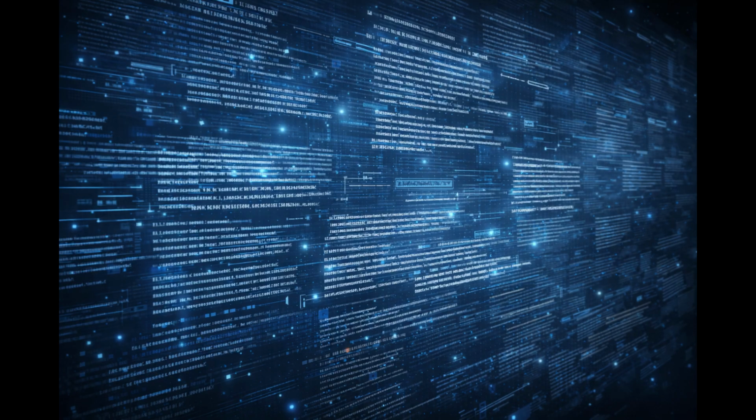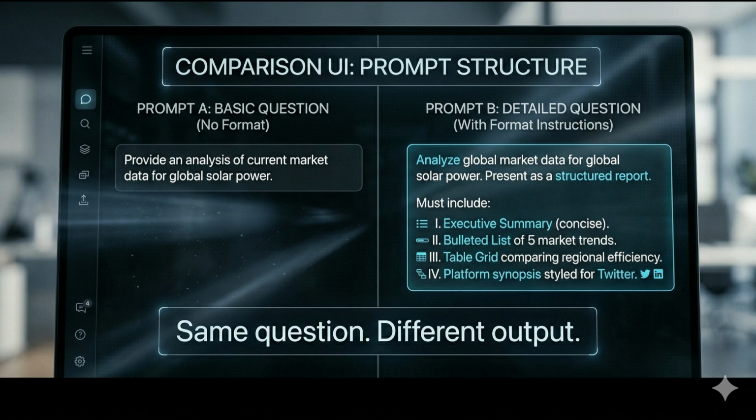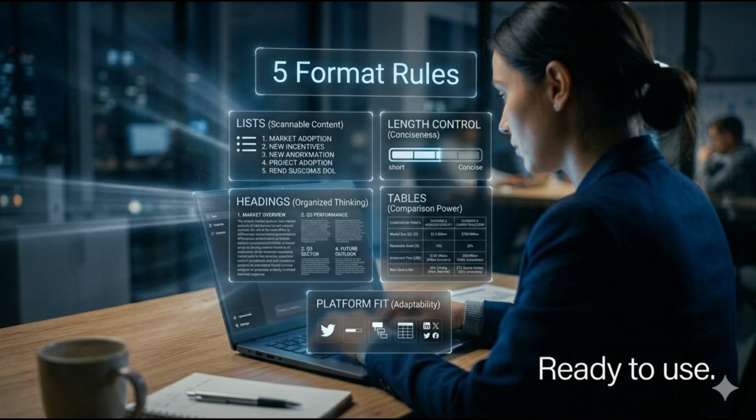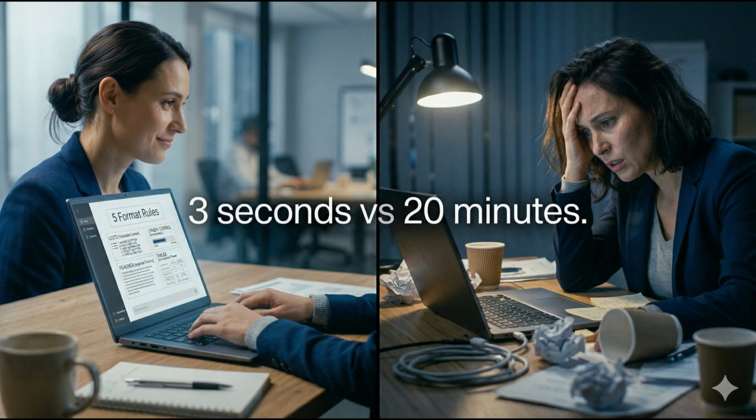Same question. But now we told the AI exactly how to present the answer. 5 bullet points. 1 sentence each. Simple language. What comes back is clean, scannable, and ready to paste into a presentation, a social post, or a document without touching a single word. That is the power of format. Save these 5. They cost you 3 seconds to add to any prompt. And they save you 20 minutes of reformatting on the other side.